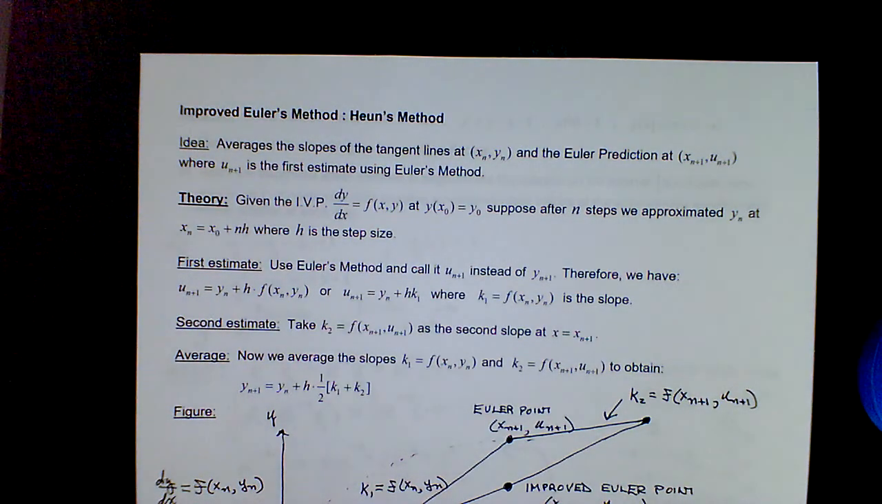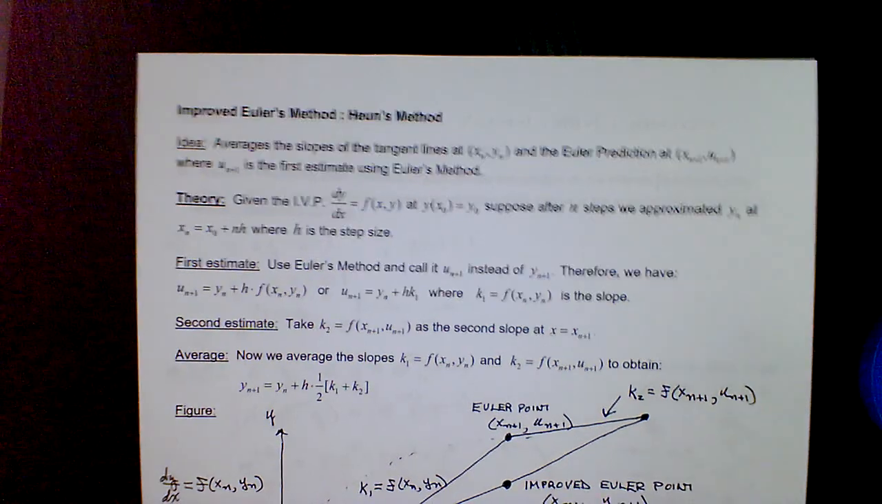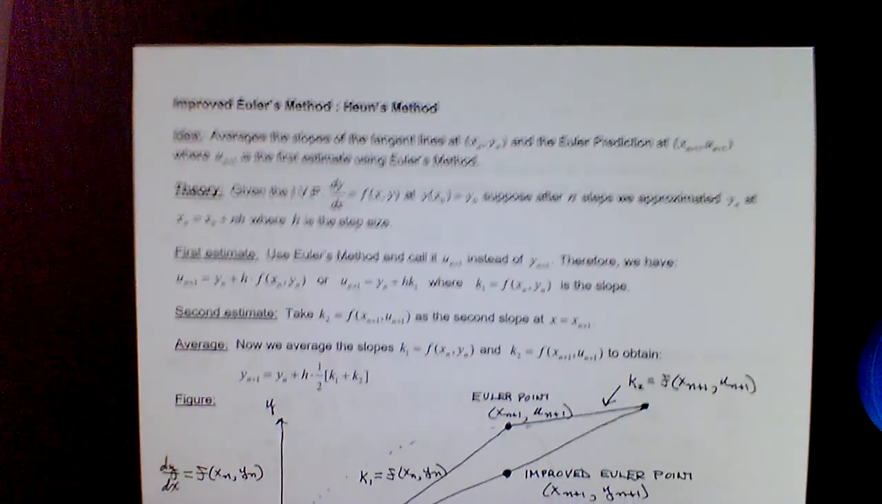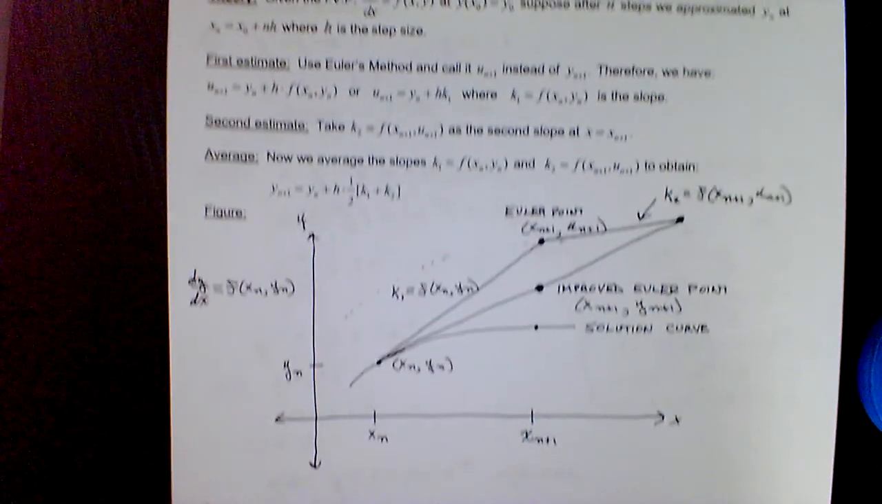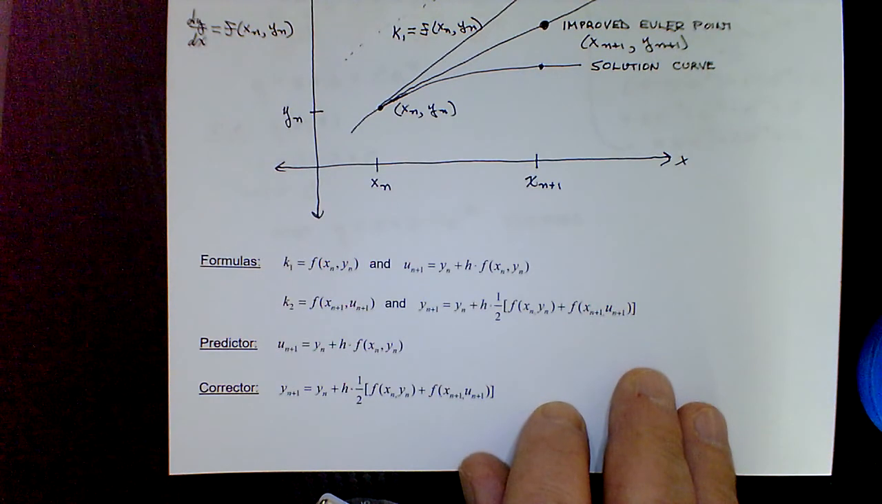Hello everyone, this is part 2 of Improved Euler's Method. Last time, here are the notes from part 1, we went over the theory behind the concept of averaging the two slopes, and we came up with the predictor corrector method.